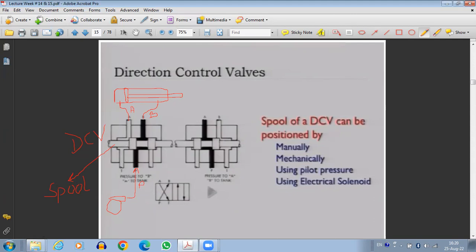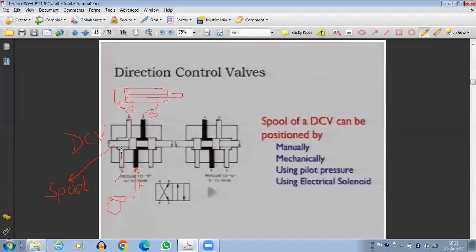Suppose we have a situation like this. In this case, the pressurized port, where the high pressure fluid will be, is connected to port B. This port B is connected to the actuator in such a way that once it is connected to port P, it is going to retract the cylinder. So in this case it is going to retract the cylinder, and whatever fluid is in the other part of the cylinder is going to go back in this direction.